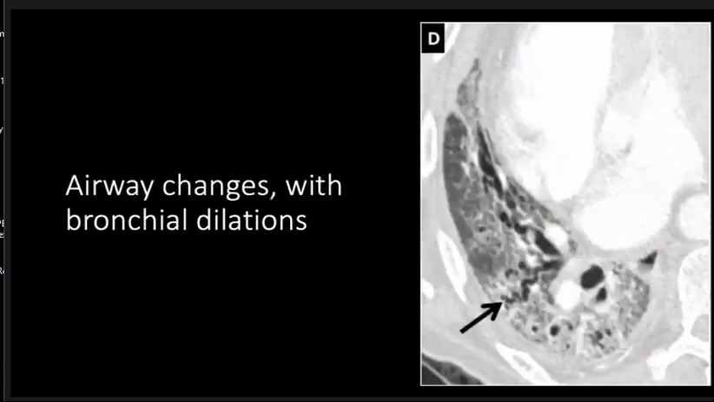So airway changes with bronchial dilations show abnormal architecture in the right lower lobe with a crazy paving pattern and bronchial dilation. Image Z shows ground glass areas and bronchial wall thickening because of the inflammation.